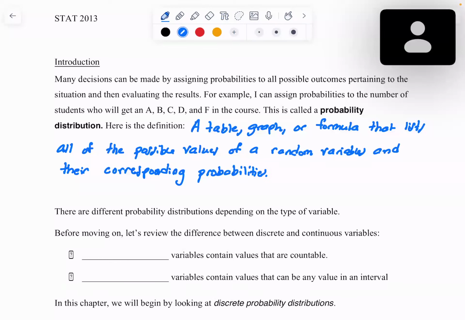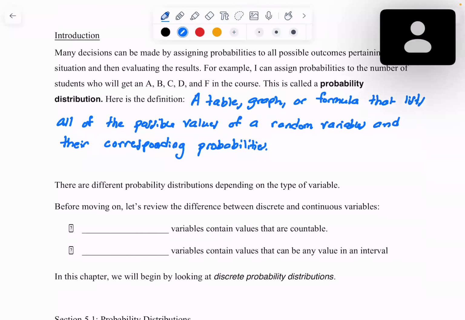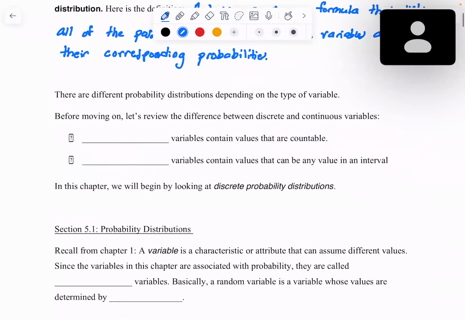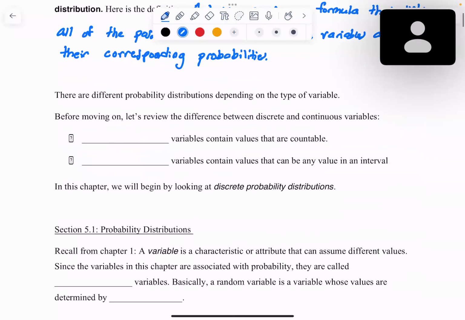So there's two different types of probability distributions we'll look at. In this chapter, we look at discrete, so whenever there's a countable number of outcomes. And the next one, we look at continuous, where there is an infinite number of outcomes within an interval of values. So there are different probability distributions depending on the type of variable.